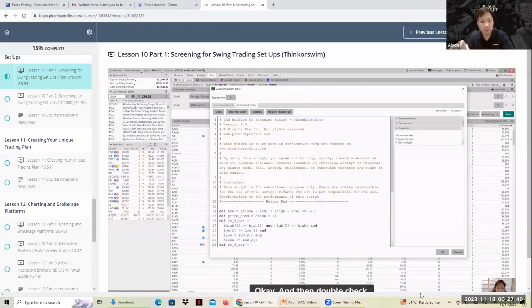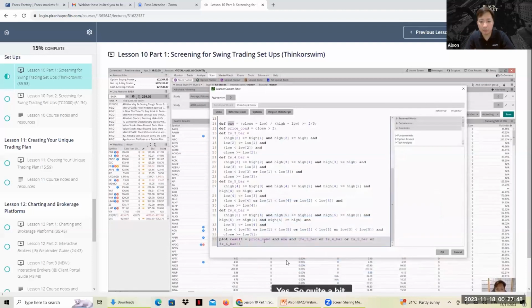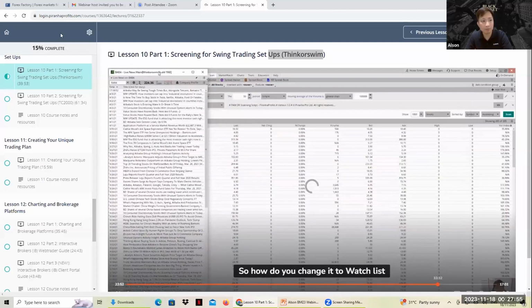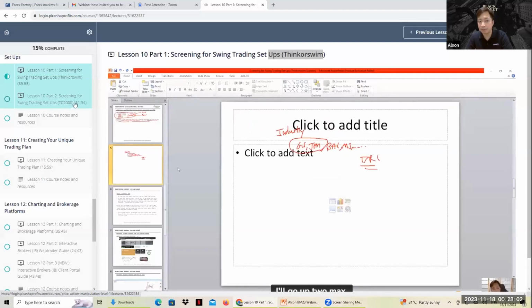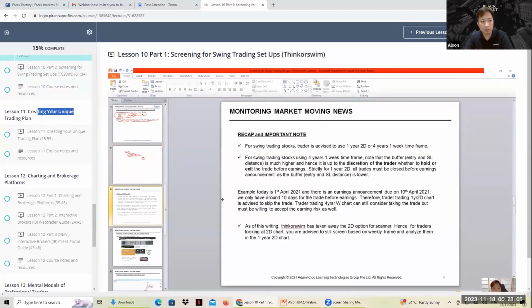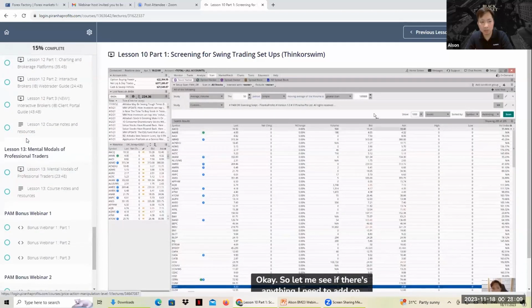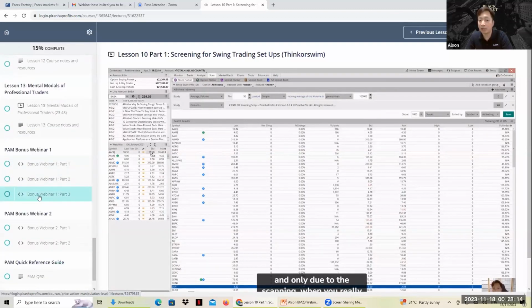Understand, guys? So you don't need to know how to build a car, you just need to know how to drive the car. So I'm going to teach you guys how to do that here in the screening lessons. If you still have access to TradingView, thinkorswim over here, and also if you are using TC2000, there's also a scanning lesson here for TC2000. You also learn how to do your unique trading plan, charting, brokerage platform for Interactive Brokers. It's very comprehensive. Mental models, and you can review some of the bonus webinars that we have covered before.